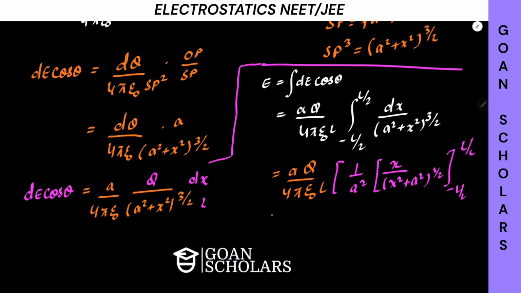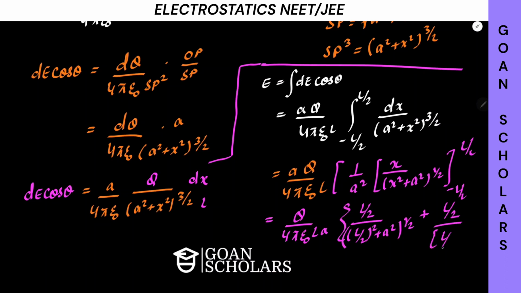Now let's put the final limits. So 2aq, this a and one of the a will cancel out. You're left with q upon 4 pi epsilon naught L a, and here putting the upper limit L by 2, it will be L by 2 upon L by 2 whole square plus a square, whole power half, minus putting the lower limit minus L by 2, which will make it plus L by 2, whole divided by L by 2 whole square plus a square, power half, right?